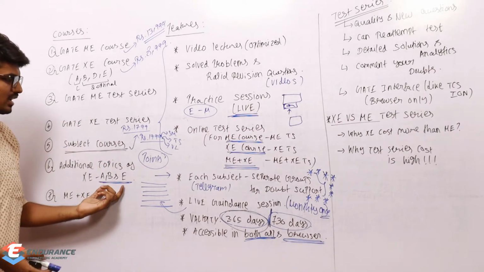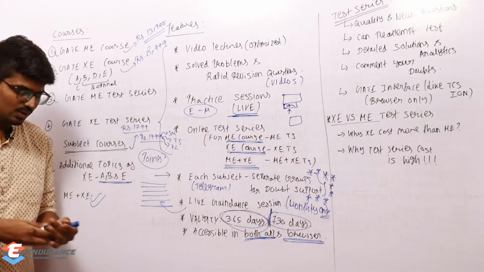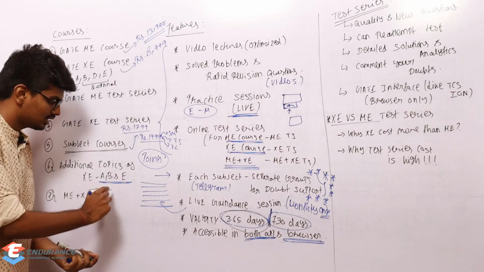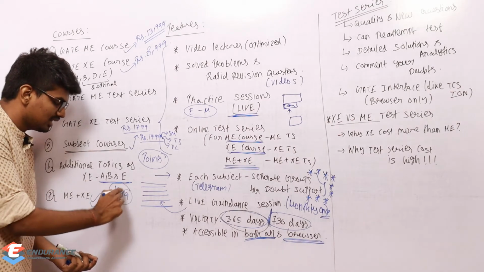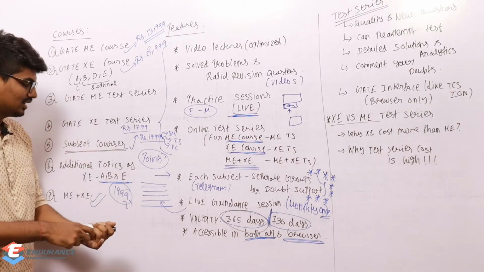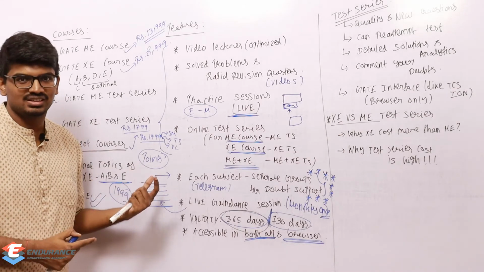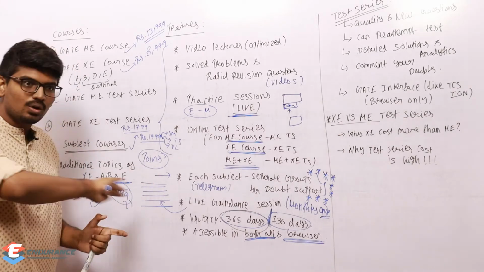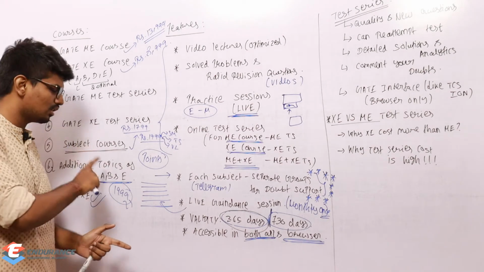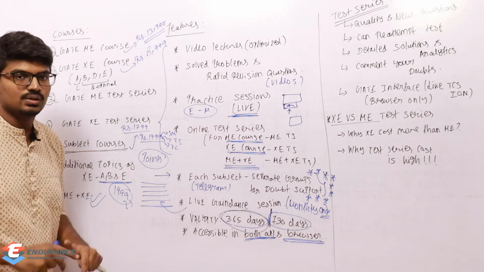Regarding additional topics, I'm going to keep a cost of something like 1,999. Why is it more? Because additional topics take some more effort compared to other subjects. So that covers all the additional topics of A, B, and E. I will talk about this in a separate video later on.